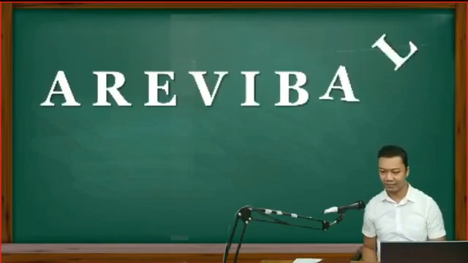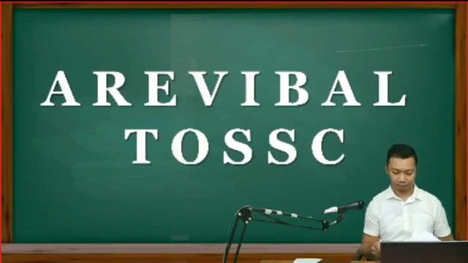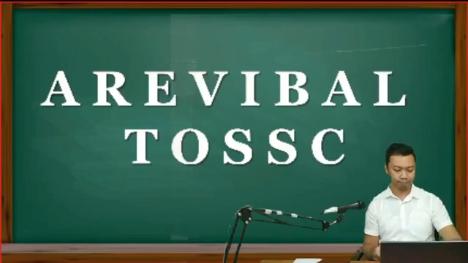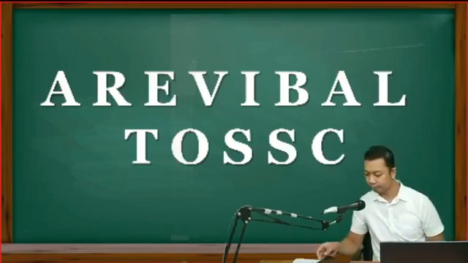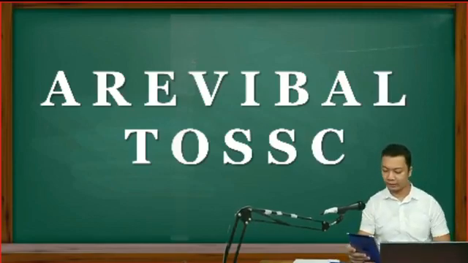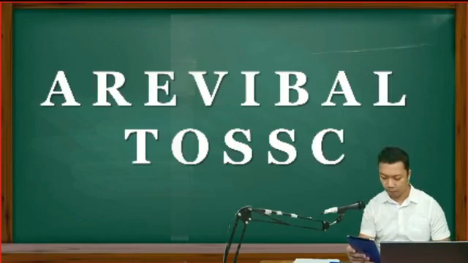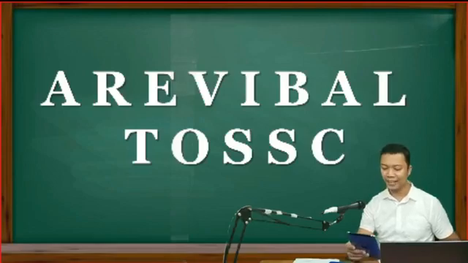Next. I think this is the last one. Okay. Okay, so we have the letters AREVIBAL. Then for the next word, we have POSS and C. Let's see who answered correct for number 4. Okay. They're still answering for predictions.